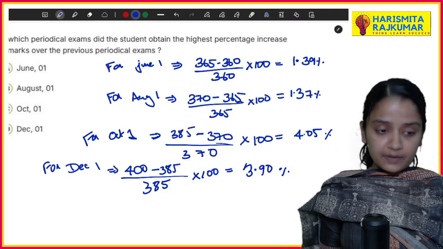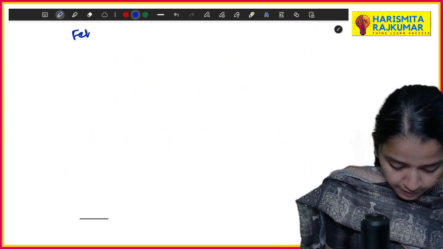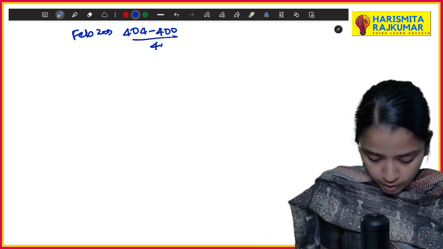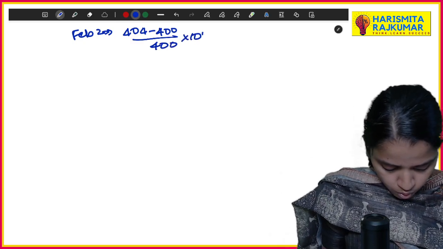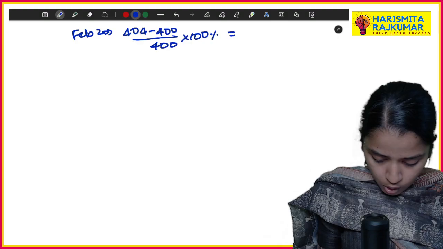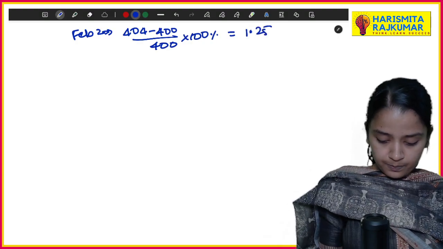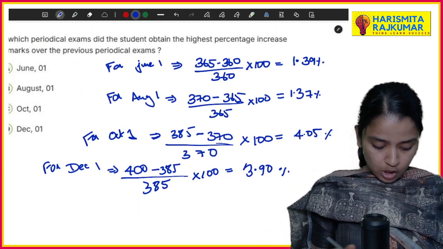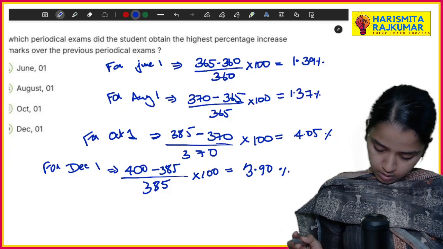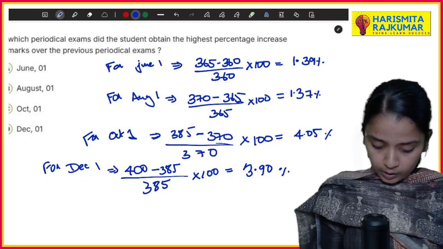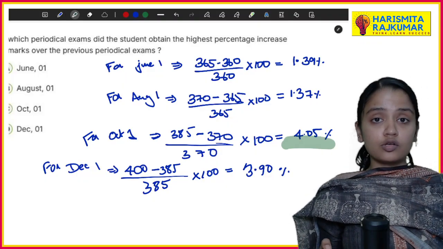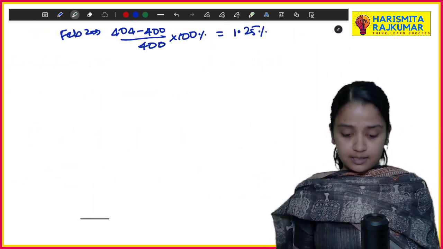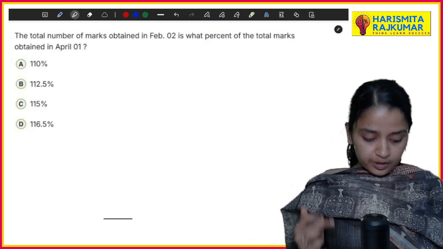So this is the percentage. Now for February 2, same way, 404 minus 400 by 400 into 100, which is nothing but 1.25 percentage. Now they asked us which month is the highest. Not December 1, sorry, for October 1 only, we have 4.05. So for October 1, the percentage increase in marks is highest. Now let us go for the next one.